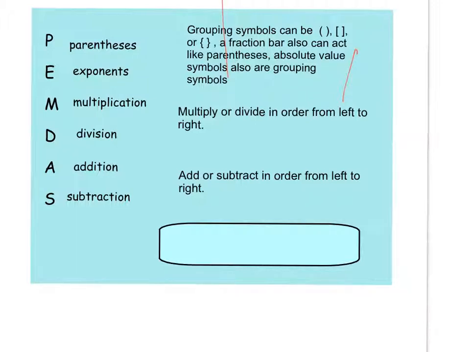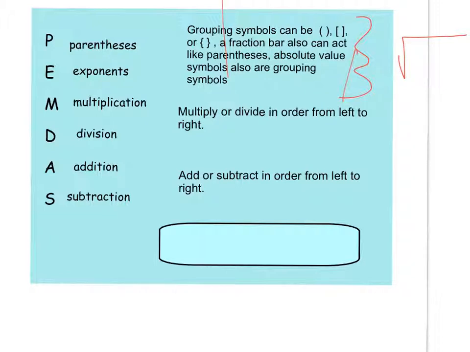P stands for parentheses. Now, lots of things can be parentheses. As you take a look here, again, brackets, parentheses, sometimes a fraction bar. Also, if we're using a square root symbol. Those are different things that will act as parentheses. Then we have exponents. We kind of know those.